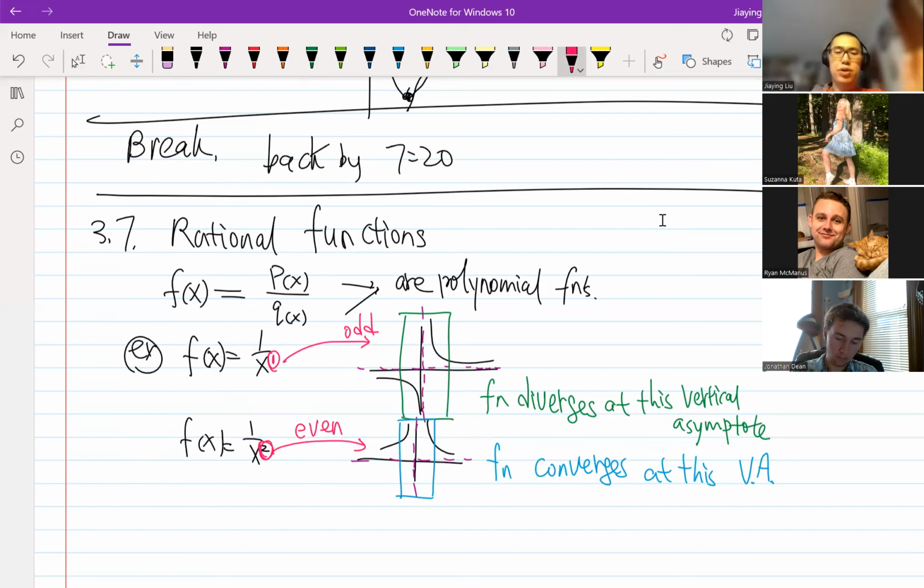So if the exponent of the factor in the denominator is odd, it's always going to be divergent near this vertical asymptote. If the power of the factor in the denominator is even, the function always converges. It's just something I want to get out of the way.